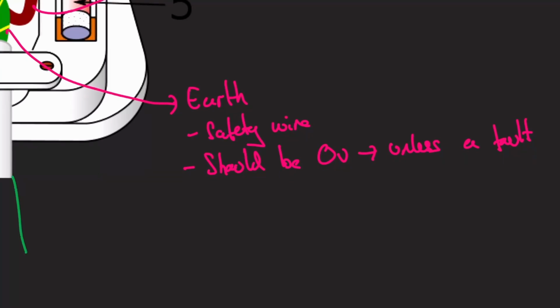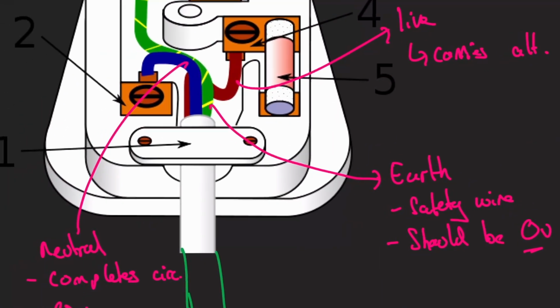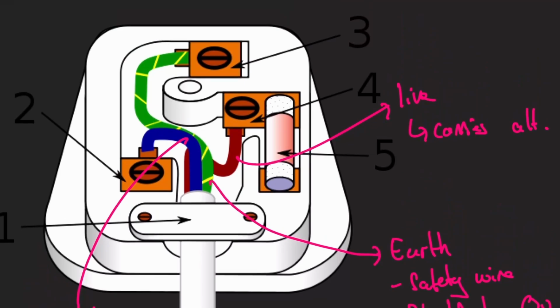Okay, so normally there should be 0 volts. If there's a fault, that means there might actually be more than 0 volts transported in this earth wire. Okay, so that's your 3-core cable. Those are the 3 different wires. That's what they do.